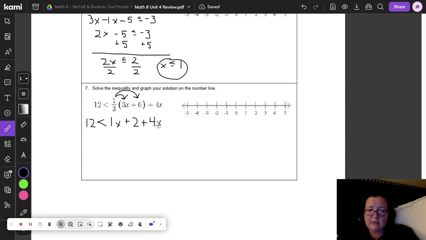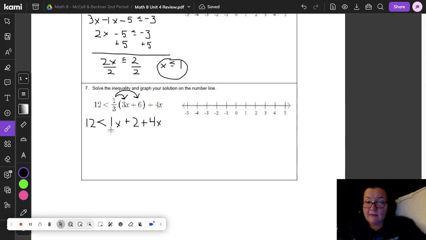All right, tell me, what can I do next? I can combine like terms, sure can. I got 1x plus 4x. So we're going to go ahead and rewrite the whole thing. 1 plus 4 equals 5x plus 2. Okie dokie. All right, next step would be to get rid of that plus 2. To get rid of it, we have to do the opposite, which is subtraction. 12 minus 2 equals 10 is less than 5x.